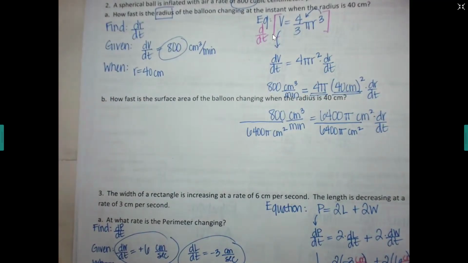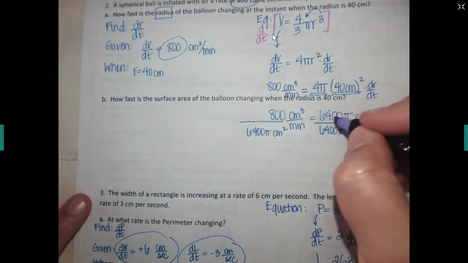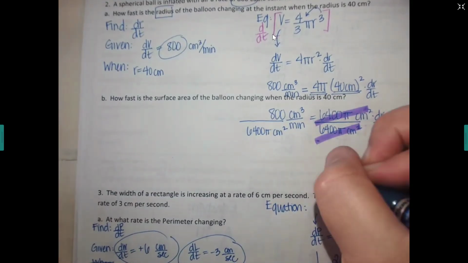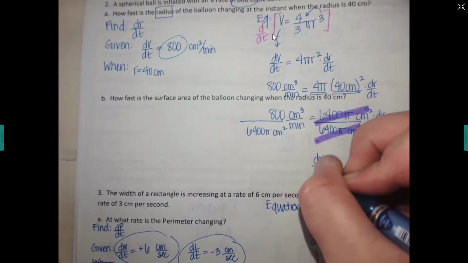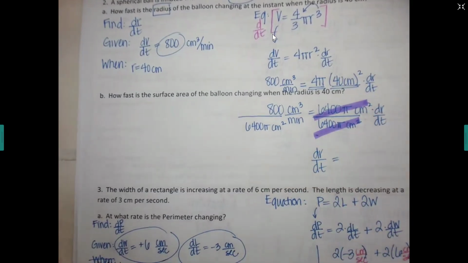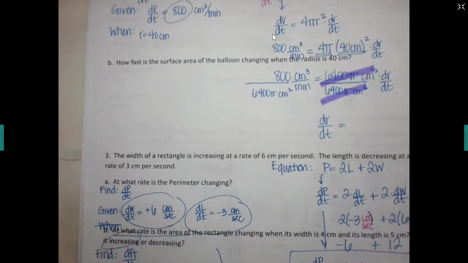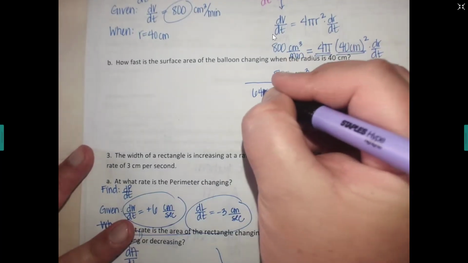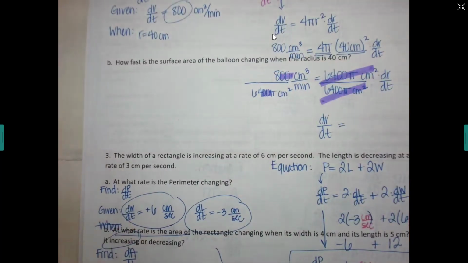Okay. And then these guys over here, they're going to cross out. So my dr dt is by itself. So I have dr dt equals, here goes my final answer. Okay, if you have an 800 over a 6400, you should kind of know this, but if I have 2 zeros on top and 2 zeros on bottom, I can just cross those out. So I'm going to get rid of these two and these two. And that means really it's just an 8 over 64.